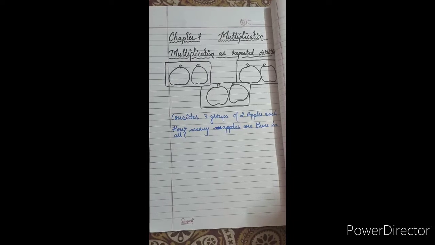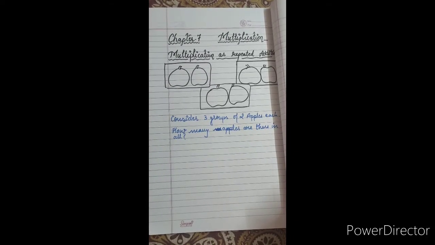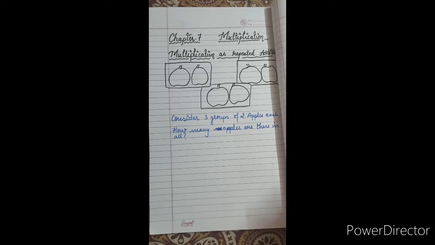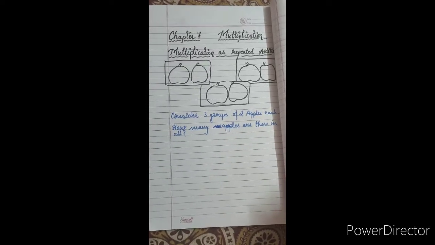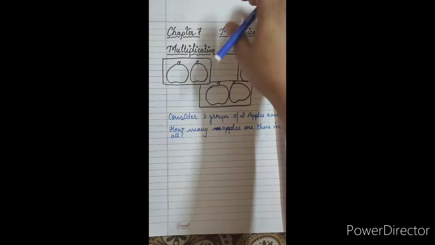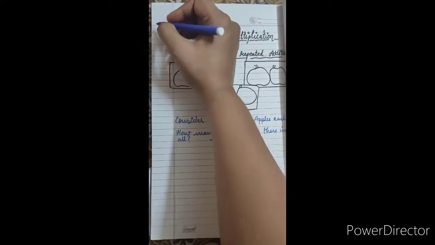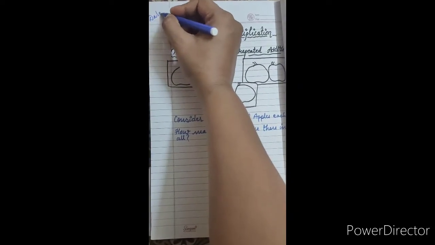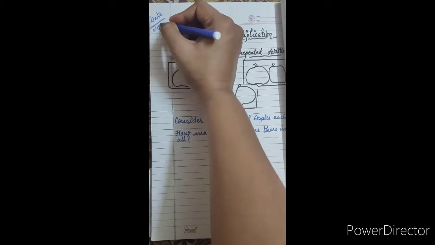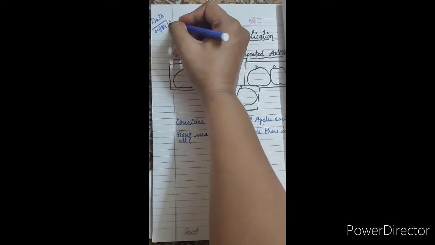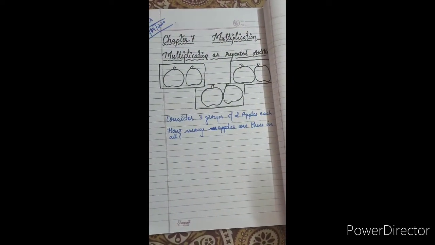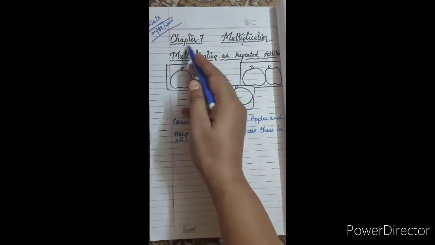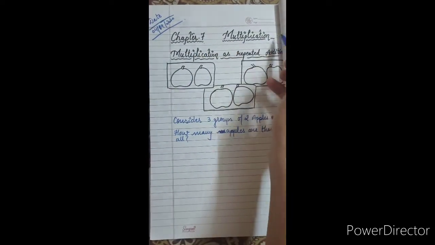So, take out your maths book and maths copy, and now open the new page in copy. And yes, so now first thing is mention the date first. Date is 4th of September 2020. Yes, so chapter 7, first heading chapter 7, chapter name is multiplication.